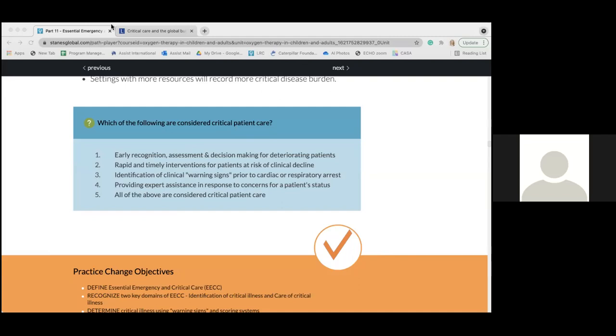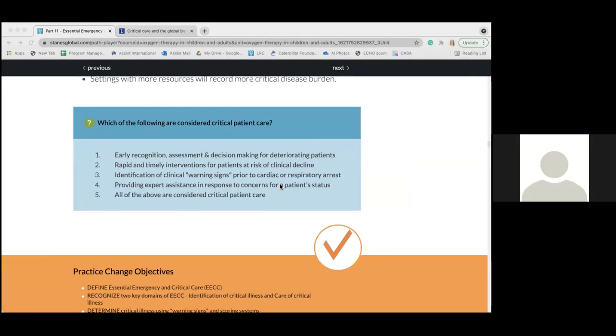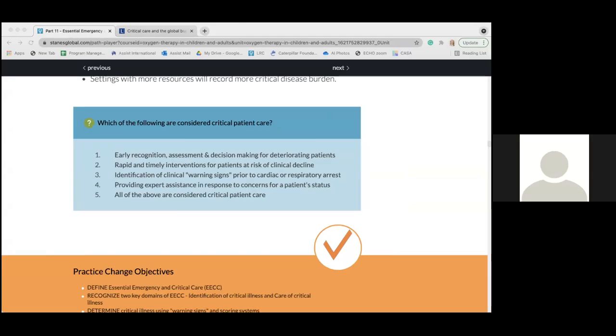So yeah, we can already see that the highest percentage of our participants have chosen option number 5, which says all of the above are considered critical patient care. So this is wonderful. It means our participants already have an idea of what we are discussing today. So this is very impressive.